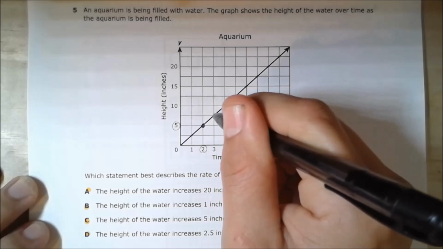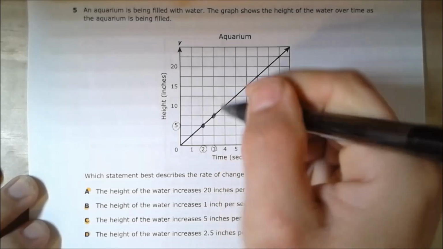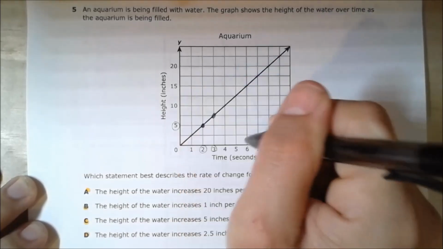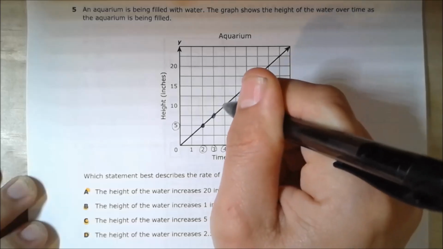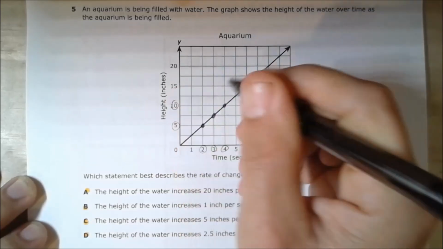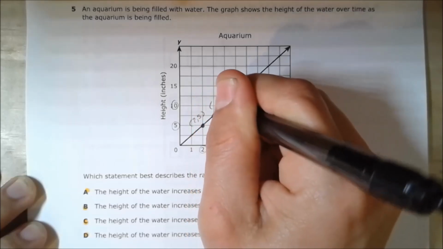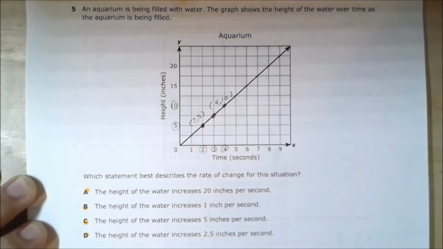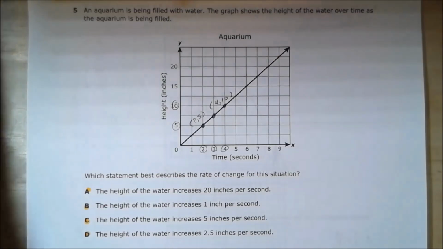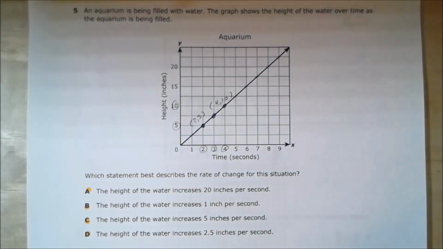And then this point right here, and it has, let's see, well that one doesn't have one. Let's go to the next one. Right here we have 4 and 10. So we have 2 and 5, and we have 4 and 10. So you can look at that and you can figure out what it is.